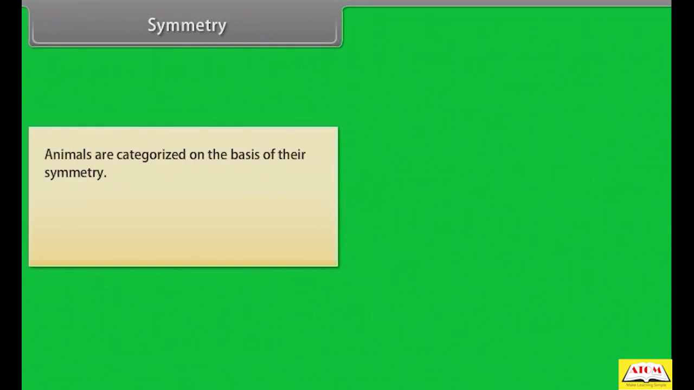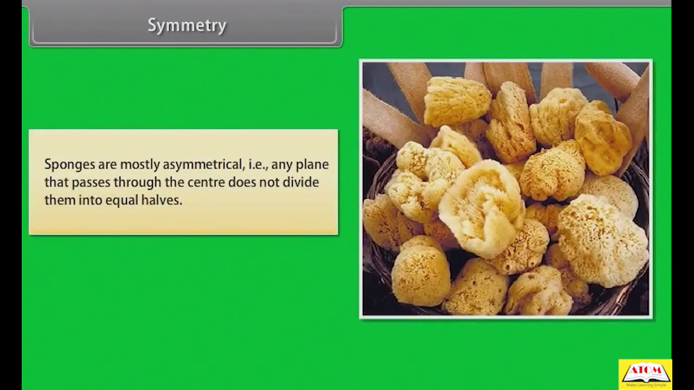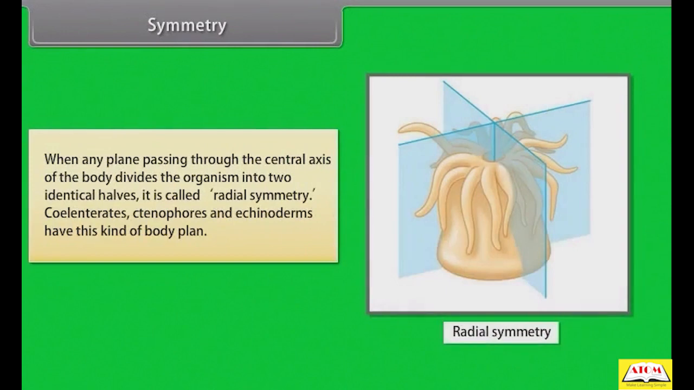Symmetry. Animals are categorized on the basis of their symmetry. They are asymmetrical, radially symmetrical, bilaterally symmetrical. Let us know them one by one. Sponges are mostly asymmetrical, that is, any plane that passes through the center does not divide them into equal halves. When any plane passing through the central axis of the body divides the organism into two identical halves, it is called radial symmetry. Coelenterates, ctenophores, and echinoderms have this kind of body plan.